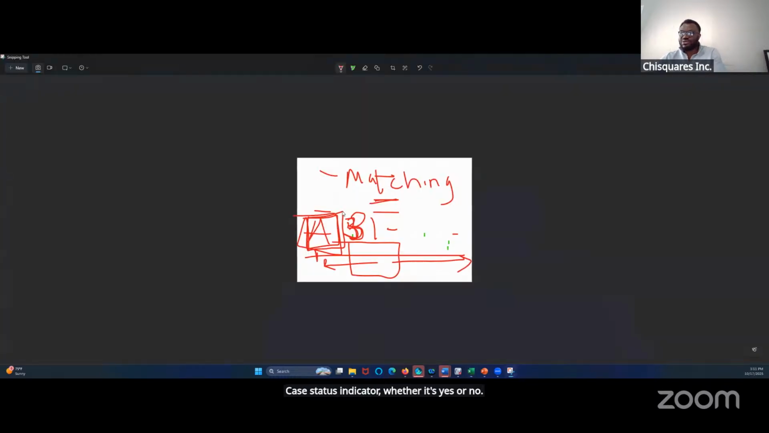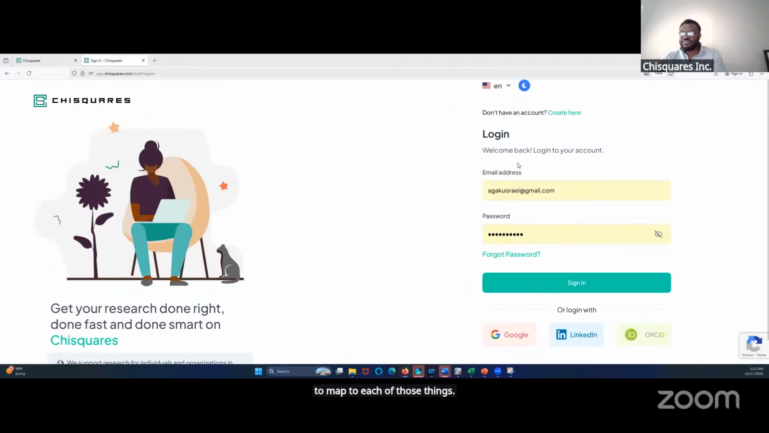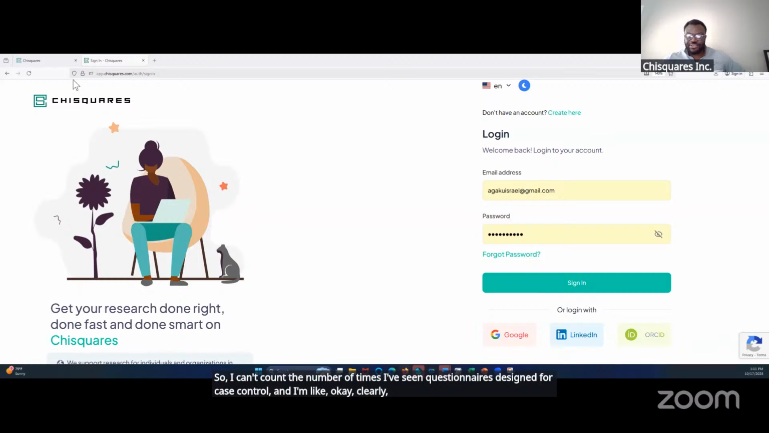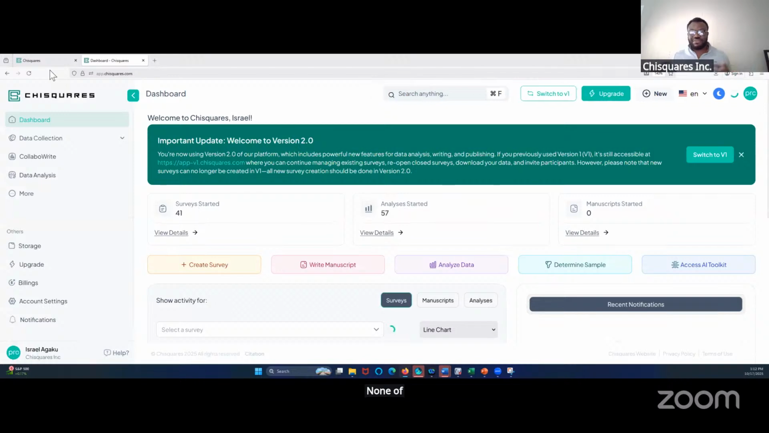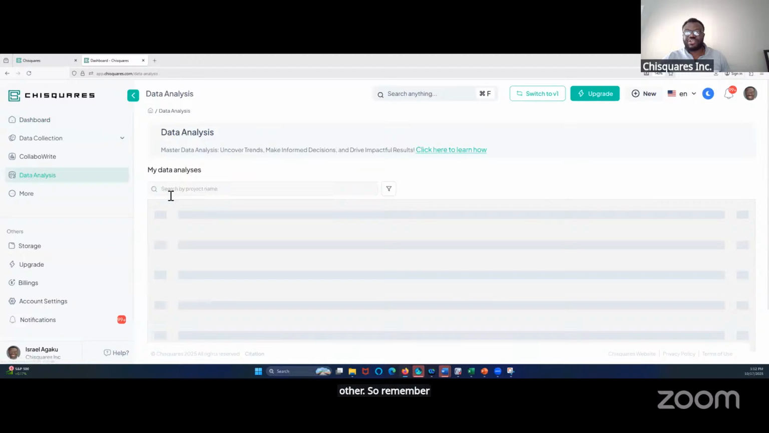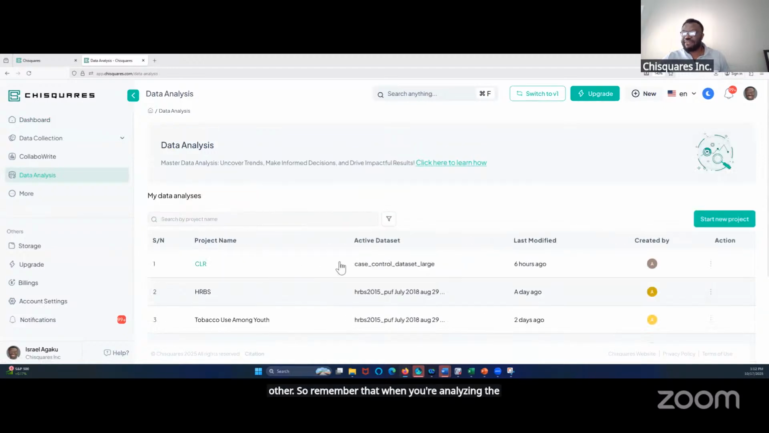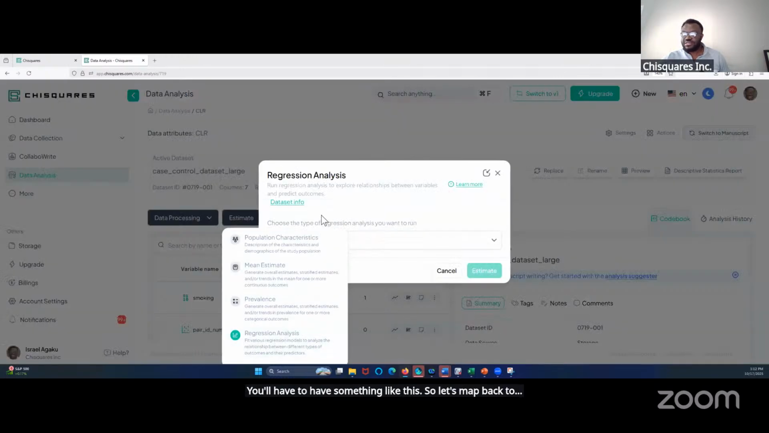Let's go back to our questionnaire from yesterday to map to each of those things. I can't count the number of times I've seen questionnaires designed for case control and clearly you do not know what you're trying to achieve, because none of the important variables that we need for case control studies are there. So remember that when you're analyzing the case control study, you will have to have something like this. So let's map back to the analysis.